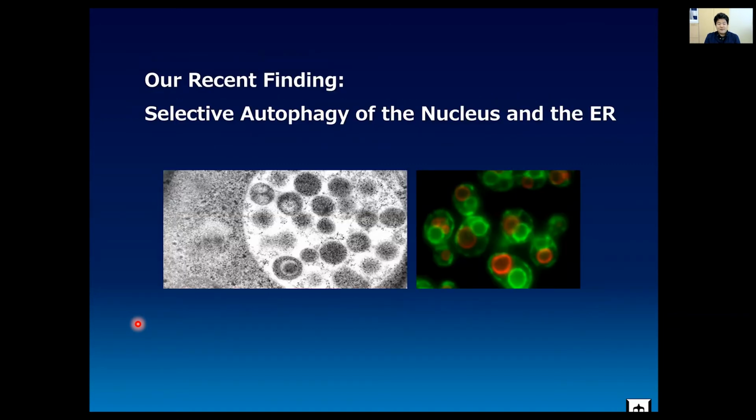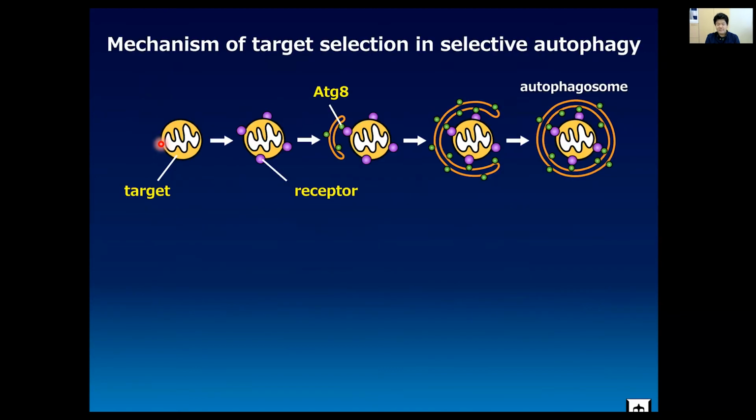Among our previous achievements, I'd like to introduce our recent finding on selective autophagy of the nucleus and the endoplasmic reticulum, ER. This slide shows the mechanism of target recognition during selective autophagy conserved from yeast to humans. Targets of selective autophagy are first recognized by proteins called autophagy receptors, and these receptors bind to a protein called ATG8 on the forming autophagosomal membrane, resulting in the efficient sequestration of the target into the autophagosome.